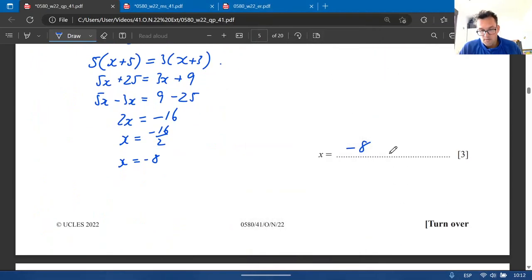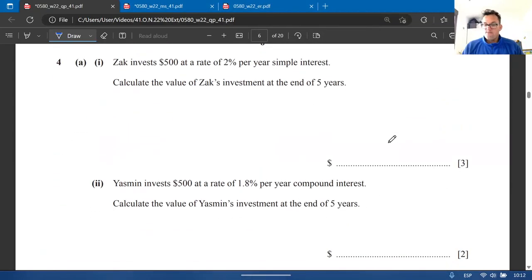You can check it if you think your answer is a bit funny. Question 4.